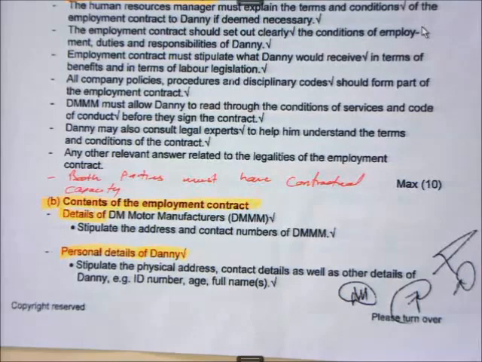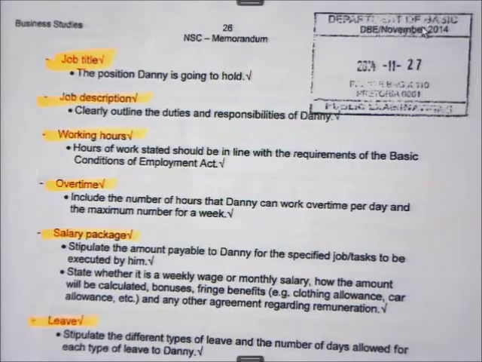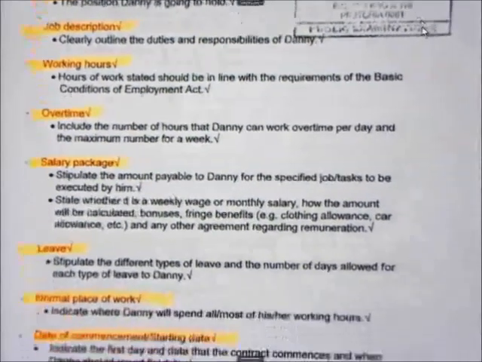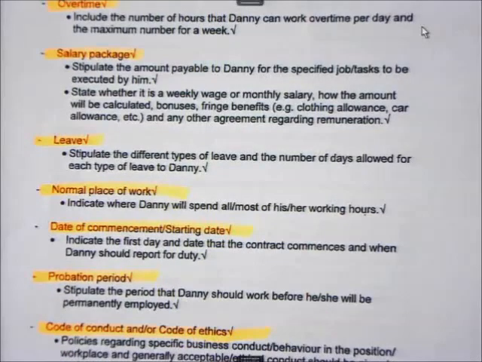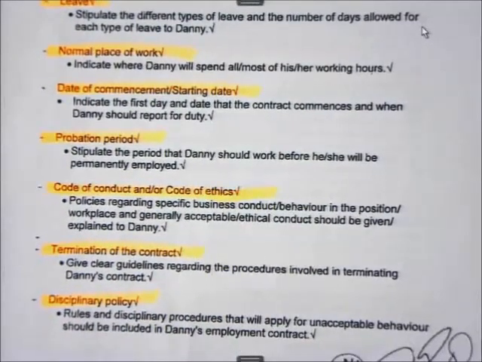In question B, candidates were expected to list the contents of the employment contract, and we have also done that in the presentation. A contract should contain the details of the business, stipulate the address, contact numbers, the physical address, and details of the employee. The contract should also, amongst others, include the job title, job description, working hours, overtime, salary packages, leave, normal place of work. And you can see that most of these aspects form part of what? The Basic Conditions of Employment Act. Then probation period, code of conduct, termination of contract, disciplinary procedures, and so on. So from the 2014 paper, you can surely learn a lot.